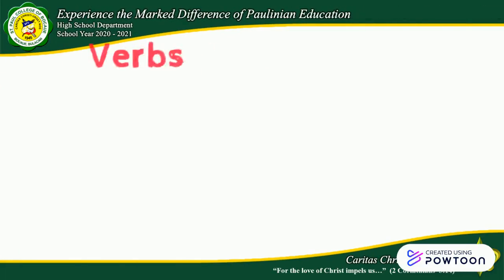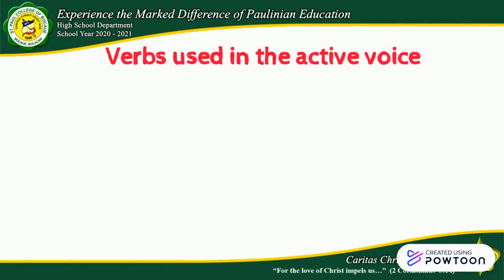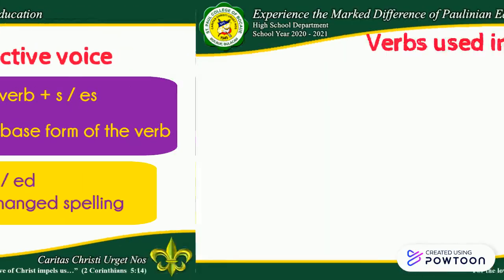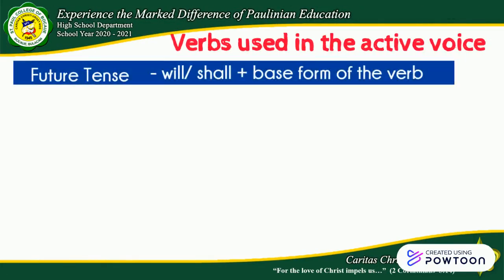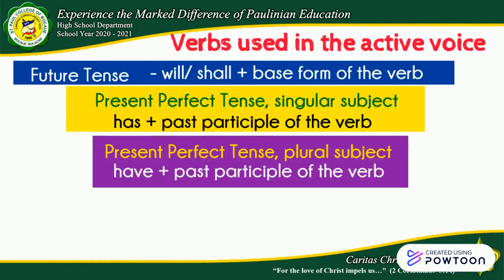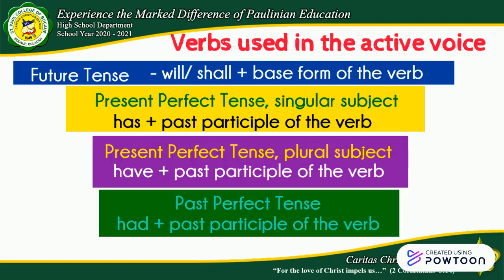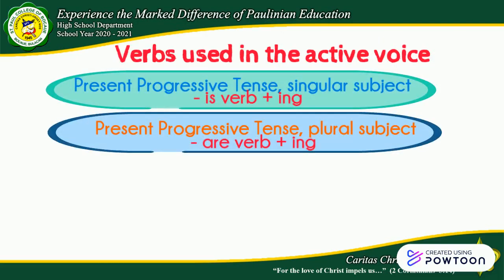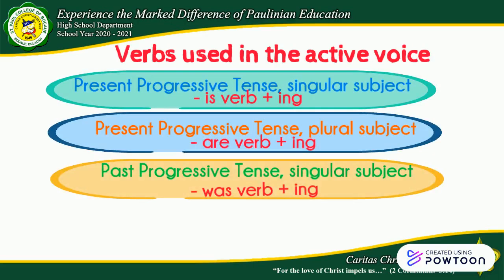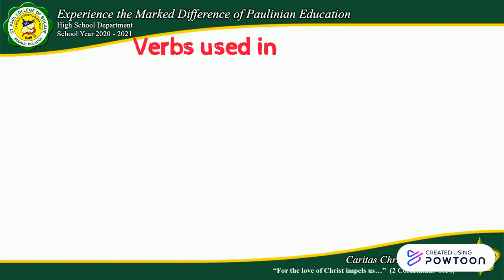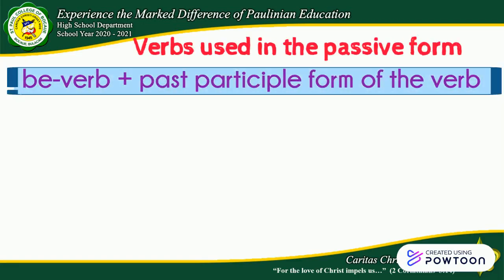Here are the forms of the verb used in the active voice. In the passive voice, we use the be verb plus the past participle form of the verb.